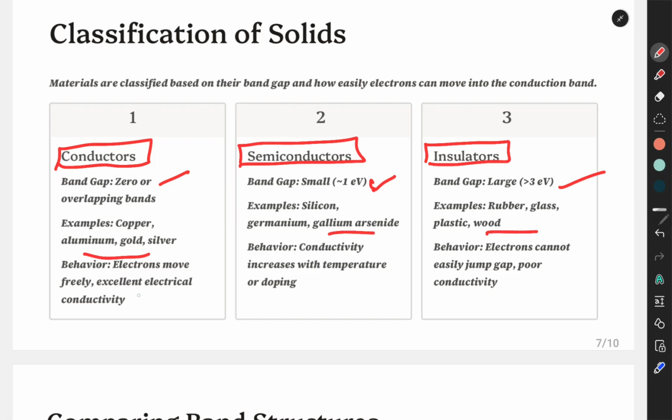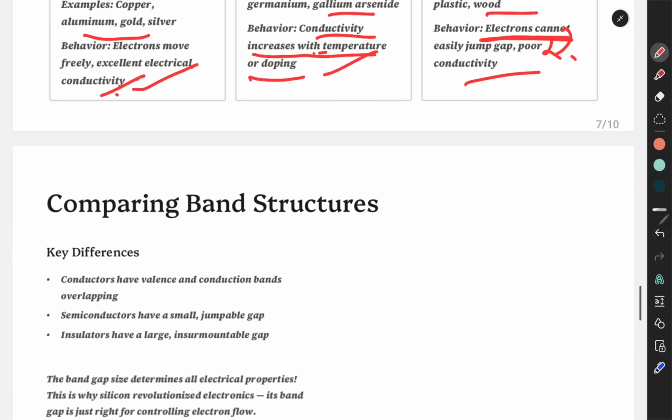Next, behavior. In conductors, electrons are free to move, so they conduct electricity. Semiconductors can conduct electricity, but by increasing the temperature or by doping, etc. In insulators, whatever external force we apply, the electrons will not have the ability to jump. So they are poor conductors, with poor conductivity.